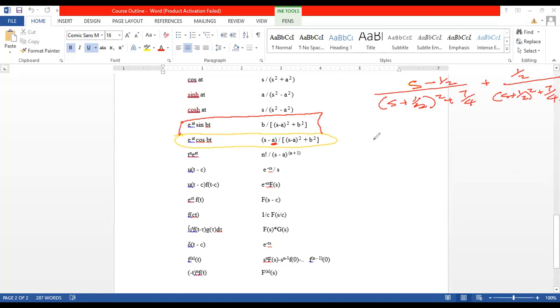So now we are in the position to write down our Laplace transforms. This is going to be e to the minus a half t cosine b t. B squared is 7 over 4, so b is root 7 over 2. So this part here works out.